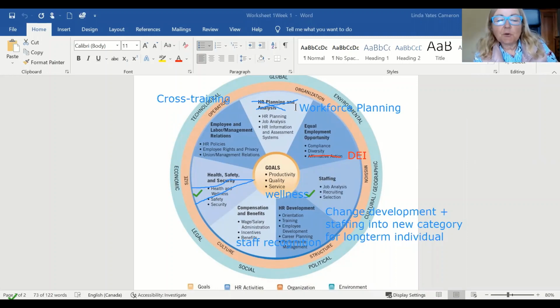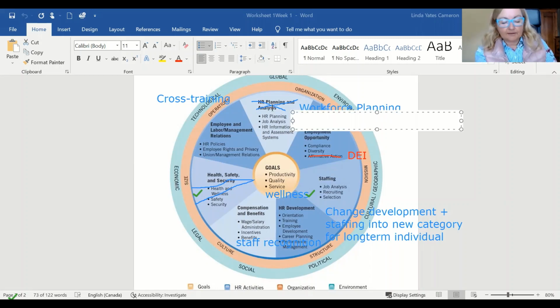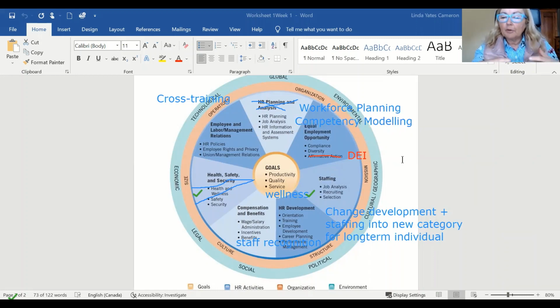Okay, Duram. So when I was looking at the chart, I went, HR planning and analysis is not the terminology, it's workforce planning. And it's not just job analysis, it's also competency modeling. And you'll see in this week's material, when it goes into what one needs to do as an HR professional, we're doing it from a modeling perspective, not a job analysis perspective. So we're talking about the skills and abilities that somebody needs to perform in this particular area.